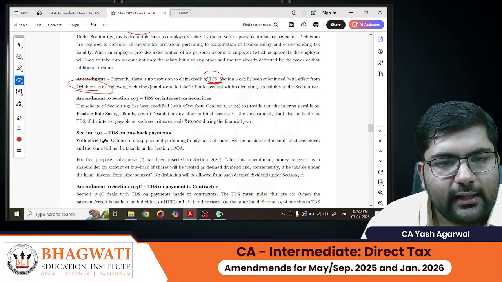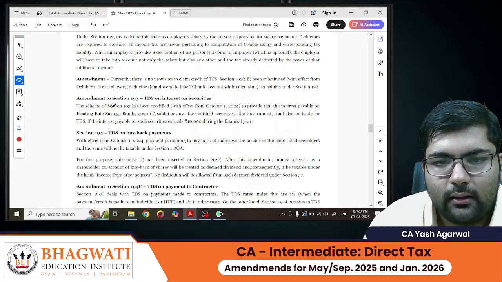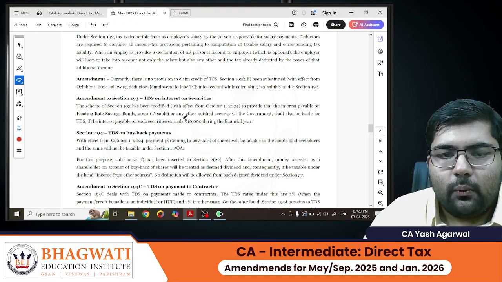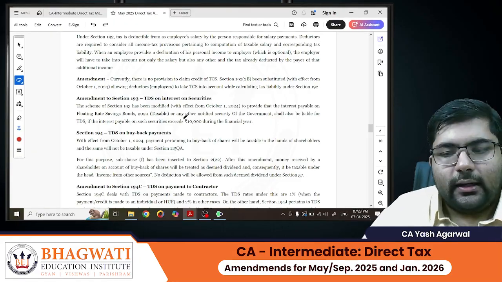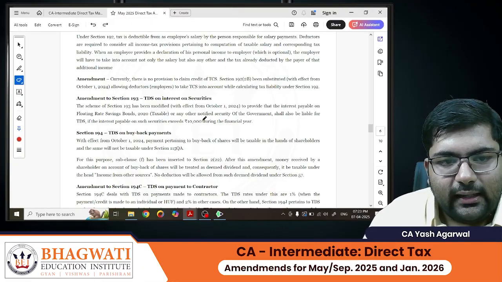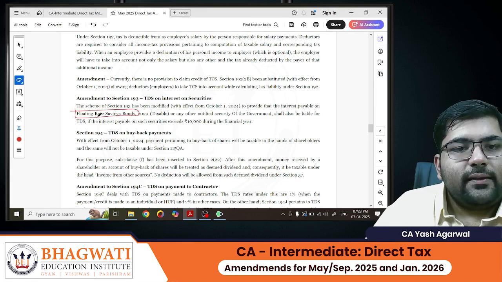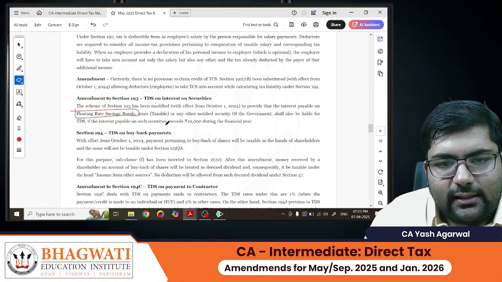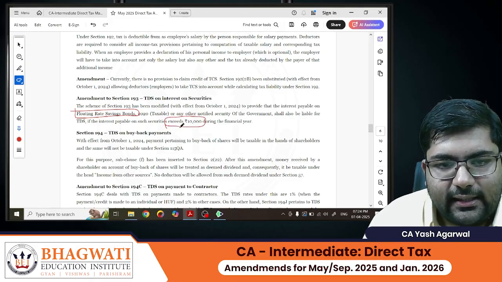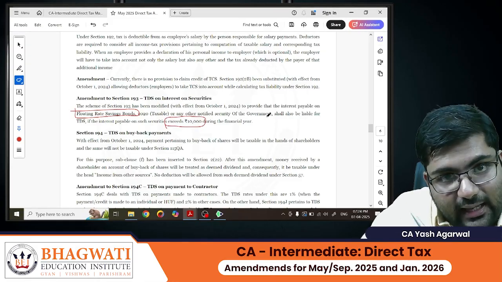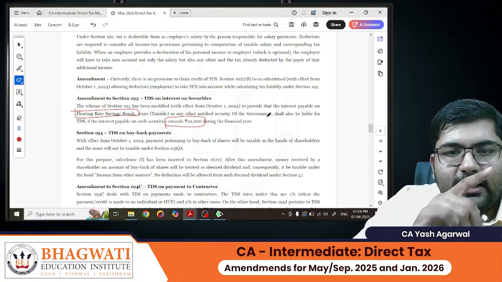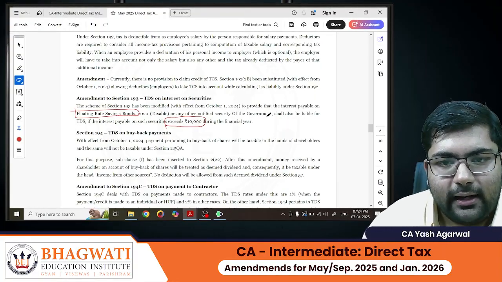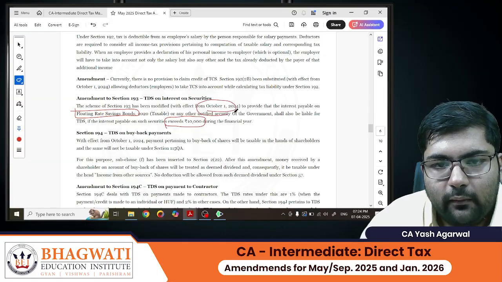With regard to interest on securities, TDS under section 193, certain bonds were notified as no TDS would be deducted from them. However, now TDS will be deducted from them once such security is floating rate savings bonds. Please remember this item. So, if you have floating rate savings bonds and the interest income you earn from this bond exceeds rupees 10,000 during the financial year, exceeds means at 10,000 no TDS, then TDS under section 193 would become applicable and would be deducted with effect from October 1, 2024 again.